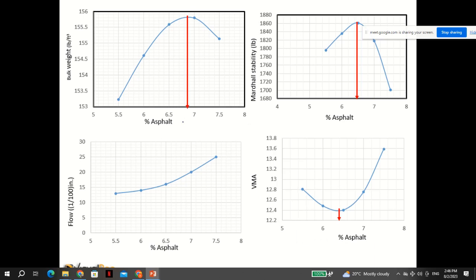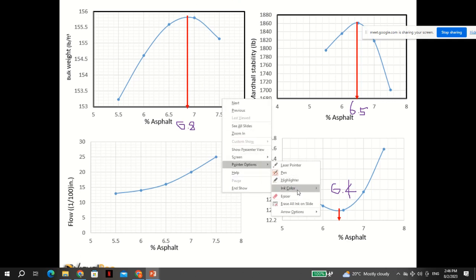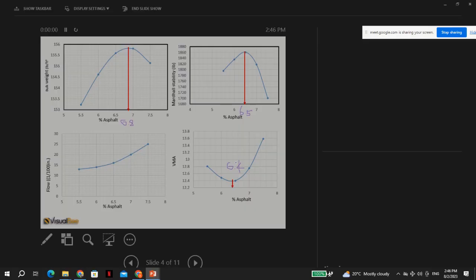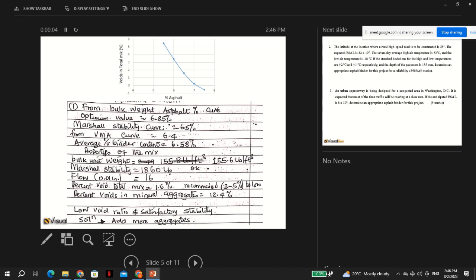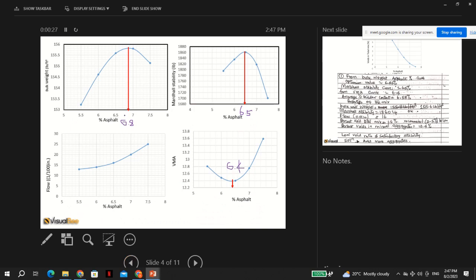then you find the average. So here I think this is 6.8, this is 6.5, and this is 6.4. Okay, there's some allowance, depends on the way you estimate. So from the bulk density curve about 6.8, from Marshall stability about 6.5, from VMA 6.4, then you find the average, 6.58, okay. So if 6.58, then you go back to the curves and see where we place it.